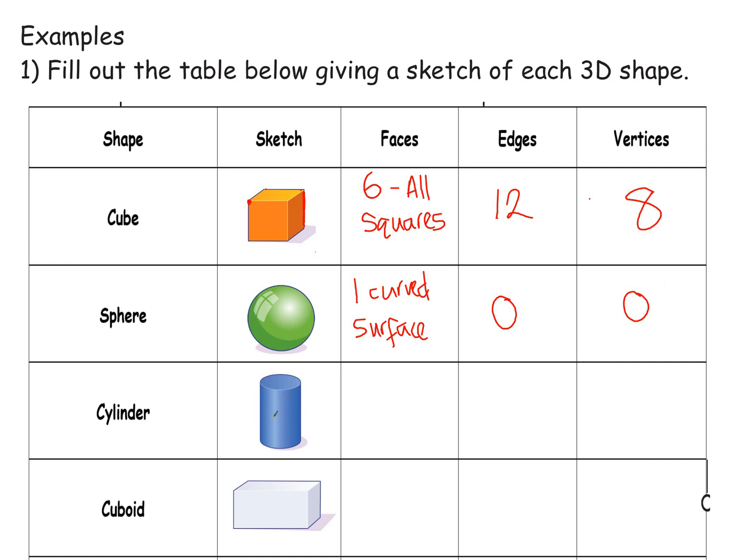A cylinder. You will see a cylinder a lot. Think about a Pringles box. You may have seen a cylinder then. Faces. Well, it has 2 flat faces.